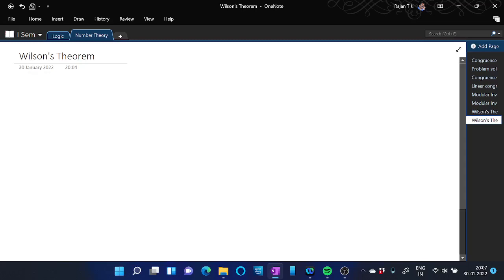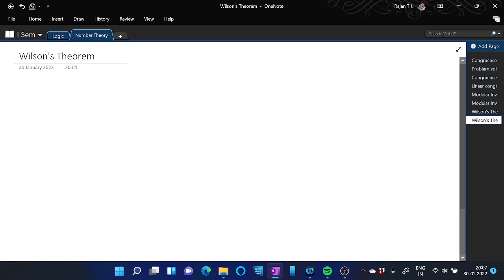Here we are going to discuss Wilson's theorem and its applications. Wilson's theorem, Euler's theorem, and Fermat's theorem are three important theorems in number theory which are considered as milestones in the history of number theory. Now, before going to Wilson's theorem, let us have some observations.